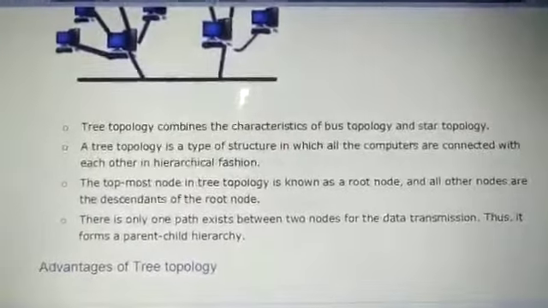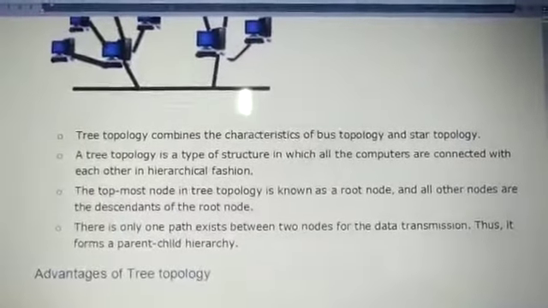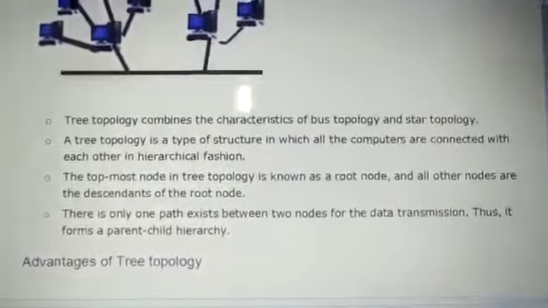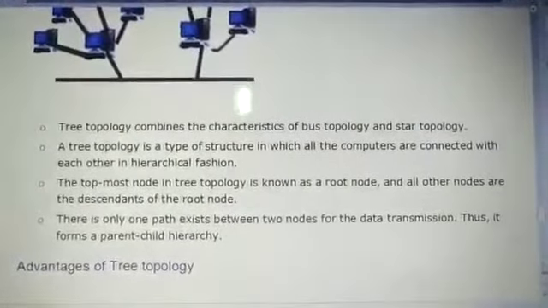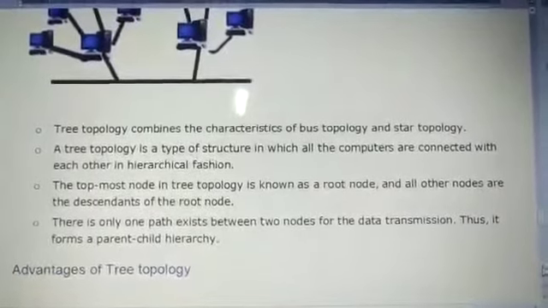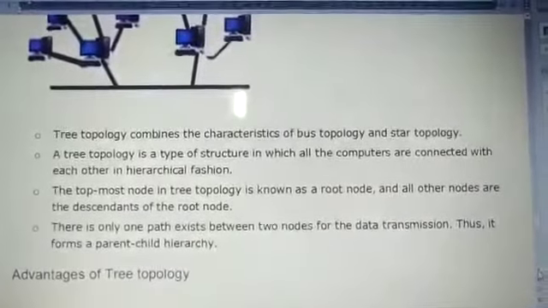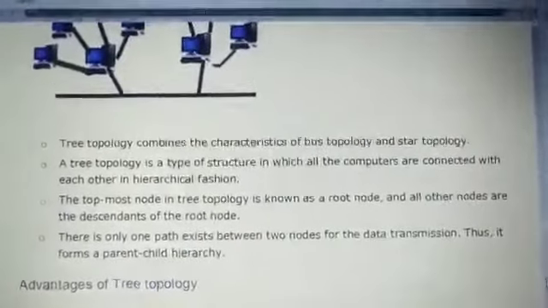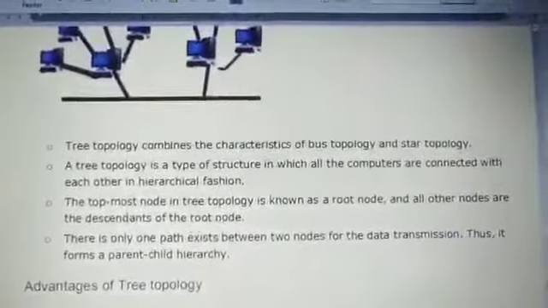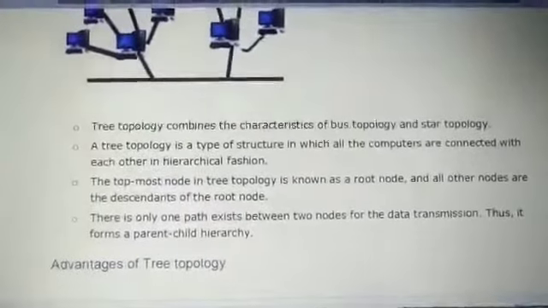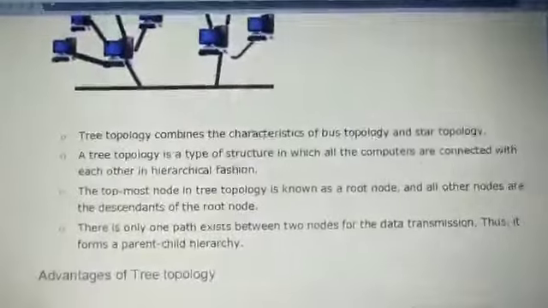Okay, so that's why the topmost node in the tree topology is called the root node, and the rest of them are the descendant nodes. There is only one path between two nodes for the data transmission. Thus, it forms this parent-child hierarchy. Now we will go through some advantages of this topology.